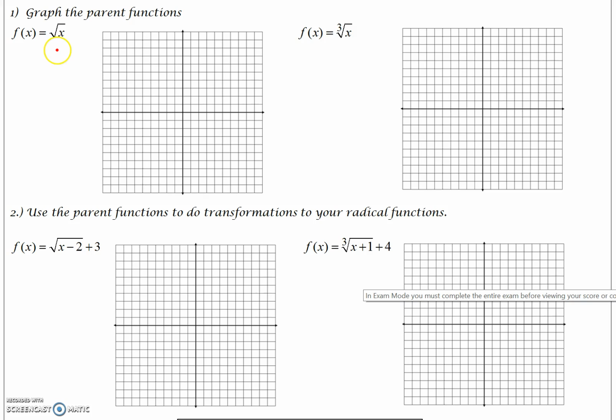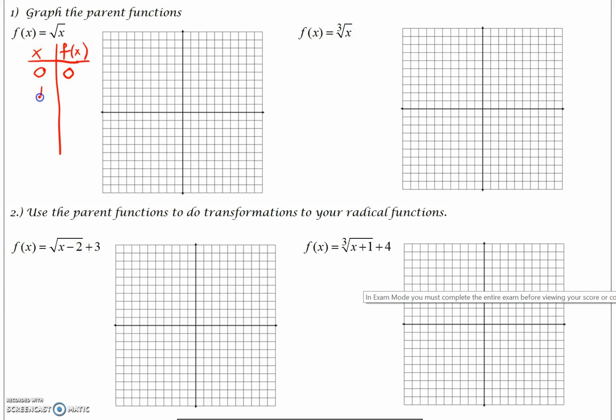Our first parent function is going to be the square root function. And we're going to need to plot some points in order to graph this. So some numbers that we know we can take the square root of, some easy ones that you might want to resort back to every time you come across a square root function, would be 0. The square root of 0 is always going to be 0. The square root of 1 is always going to be 1. And how about the square root of 4? The square root of 4 is also always going to be 2.